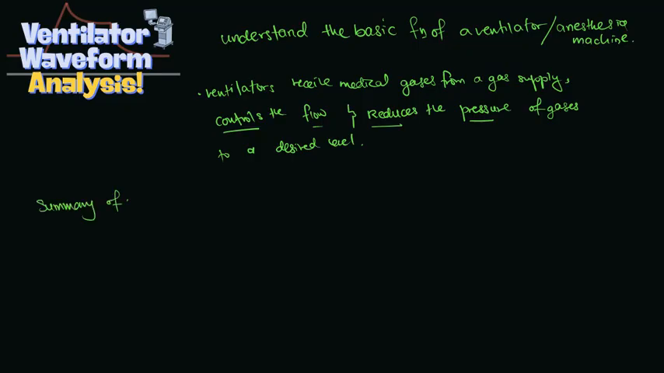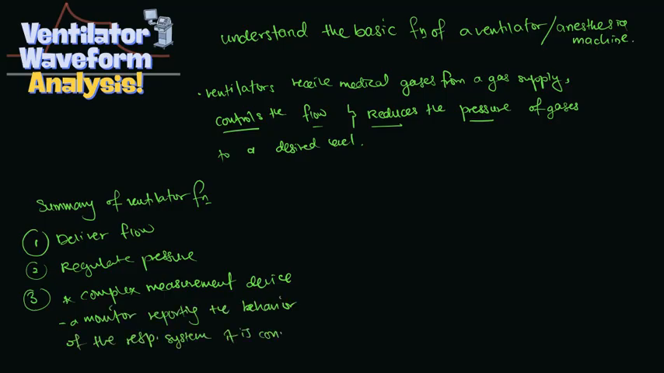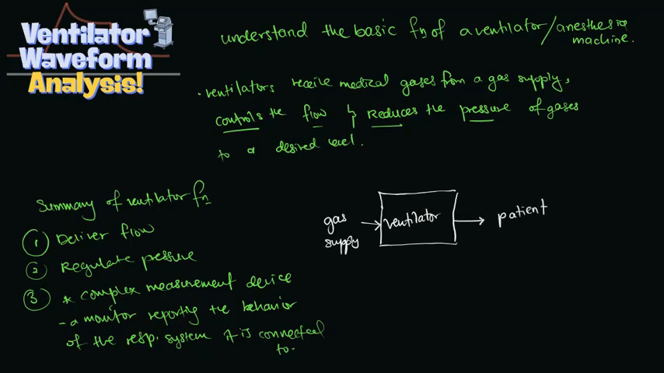So if you want to summarize the functions of a ventilator as a list, you have number 1, deliver flow, number 2, regulate pressure, and number 3, it serves as a complex measurement device where a monitor inside the ventilator or anesthesia machine reports the behavior of the respiratory system it is connected to. So drawing a simple schematic diagram depicting functions of a ventilator, you have a gas supply supplying gases to a ventilator, and the ventilator is connected to the patient.